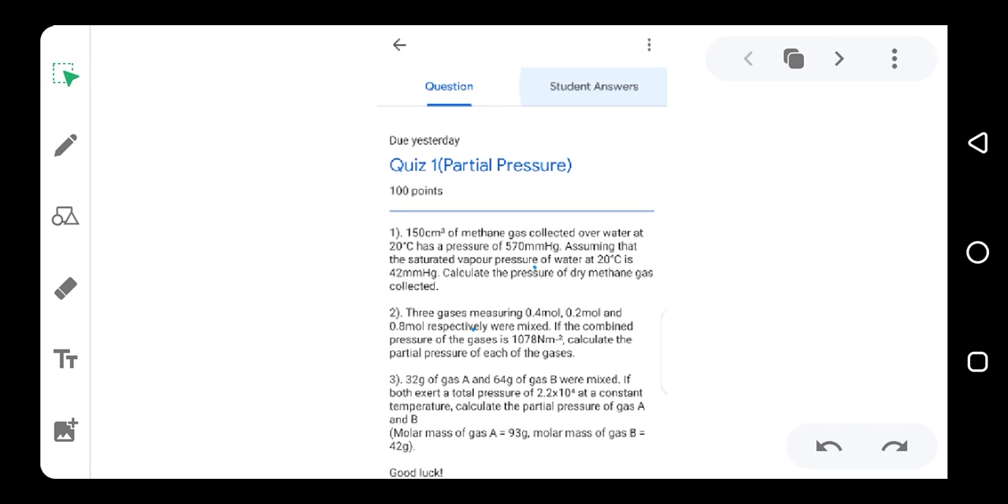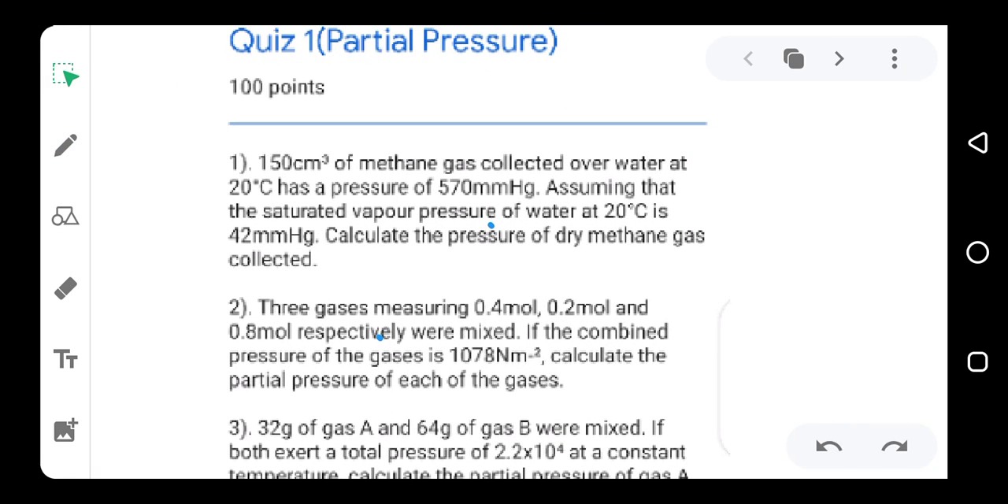First gas, 0.4. Okay, we have 0.4, 0.2, and 0.8.